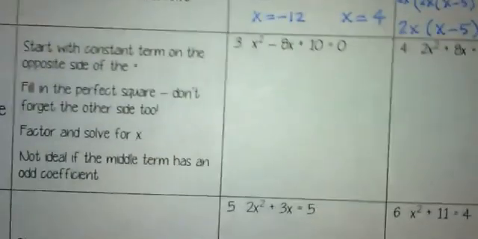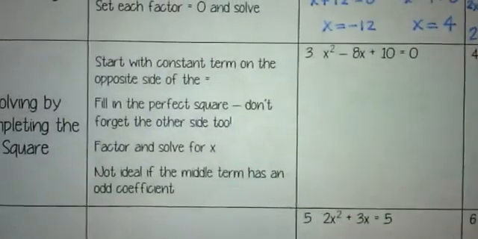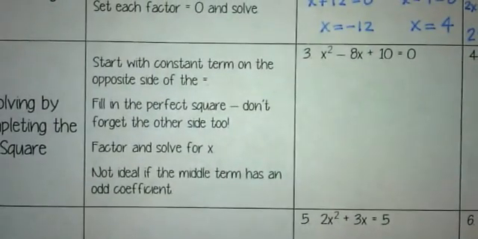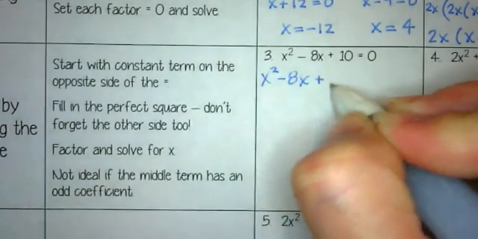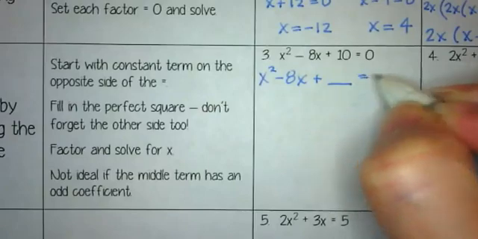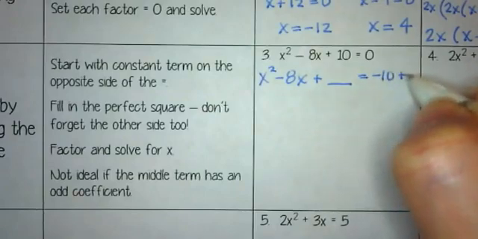All right, next up, completing the square. So completing the square, first thing we're going to do is move our constant term to the other side, because what we need is that perfect number right here. And we know that 10 is not that perfect number. It's not even a perfect square. So we need to move that out of the way. So x squared minus 8x plus blank equals negative 10 plus blank.